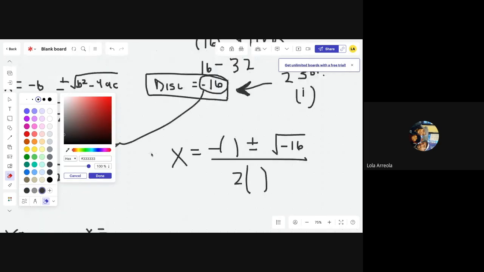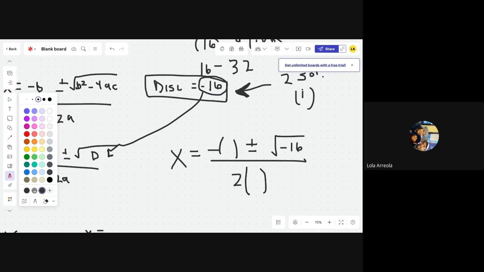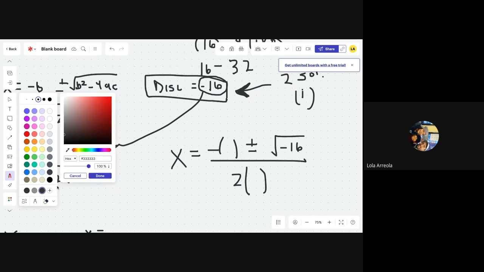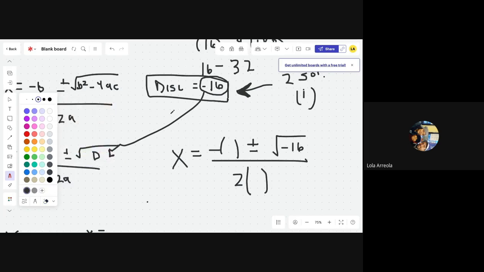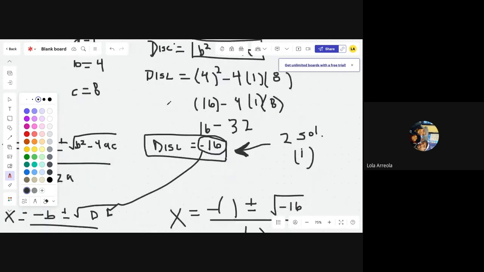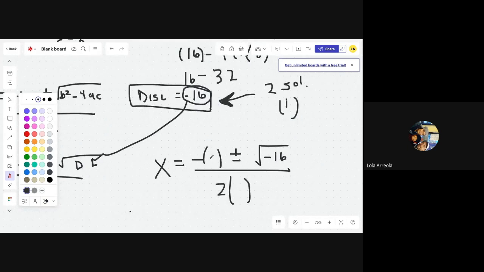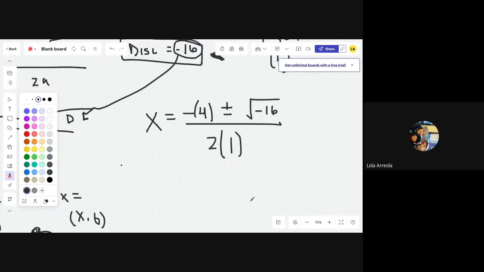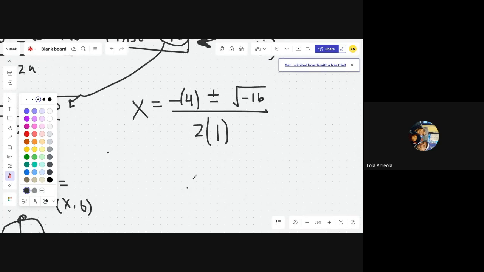Let's see. b is 4 and a is 1. So I got to plug in 4 for b and 1 for a. So now what am I left with? x is equal to negative 4 plus or minus the square root of negative 16, all over 2.